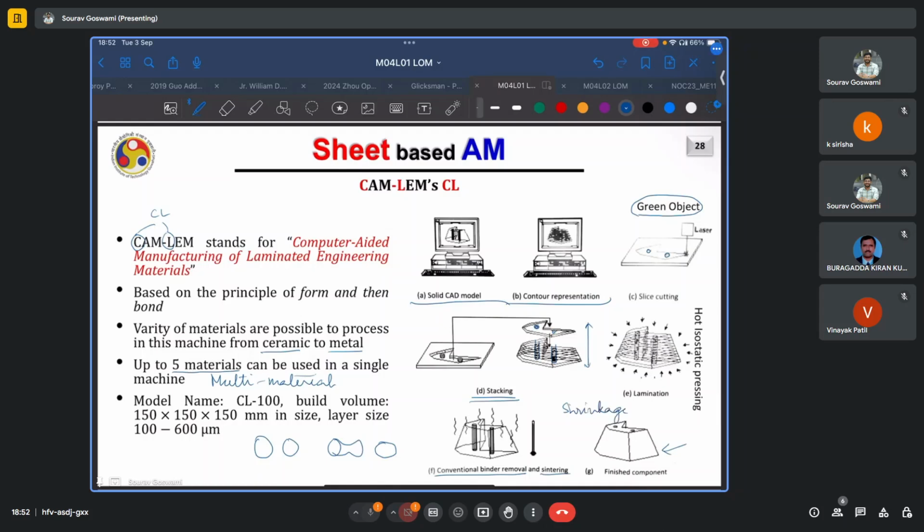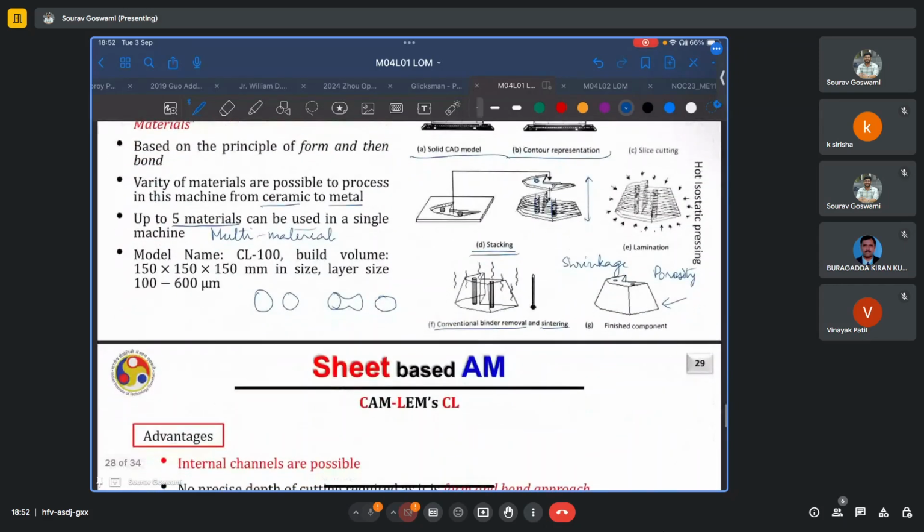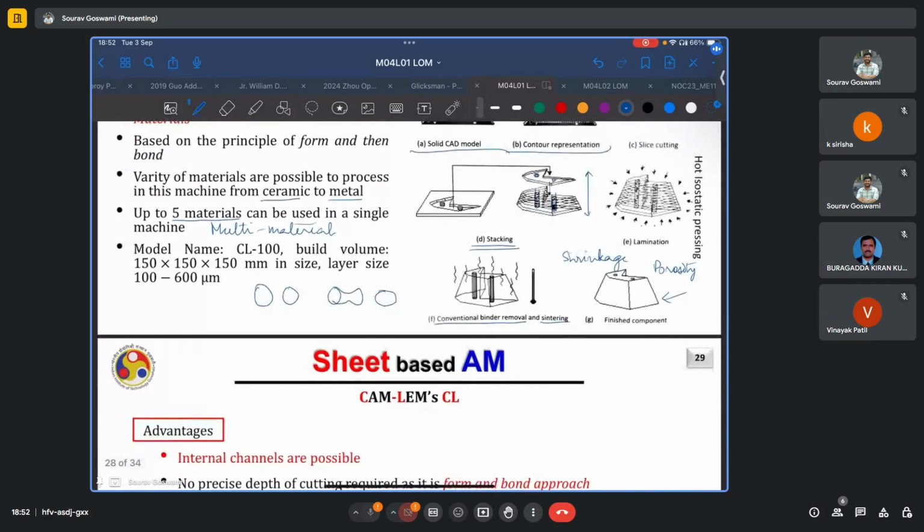The hot isostatic pressing step will take care of the porosity. Here, the model that was described is called CL100, which has a build volume of 150 cross 150 cross 150 mm and layer sizes varying between 100 and 600 microns.